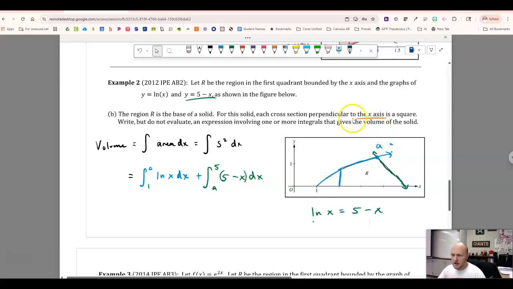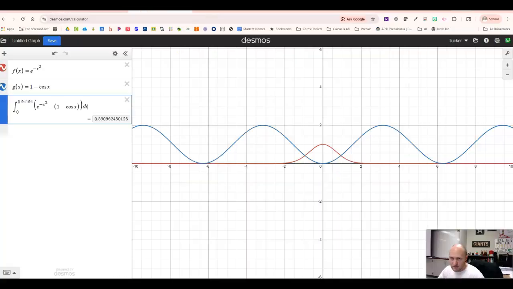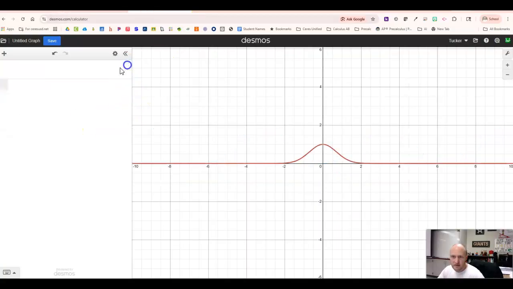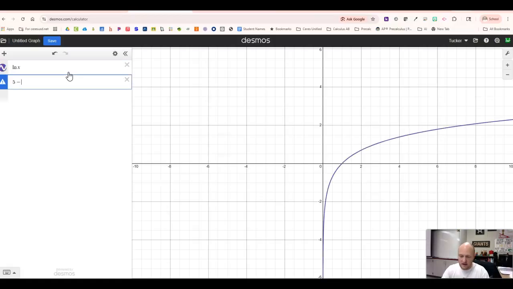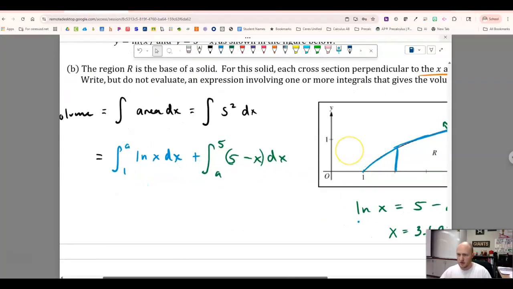And again, this is a calculator active question, so we can find this. So natural log of x, 5 minus x, and it looks like they intersect here at 3.6, so x equals 3.69344. And I'll call this A, and there we go.